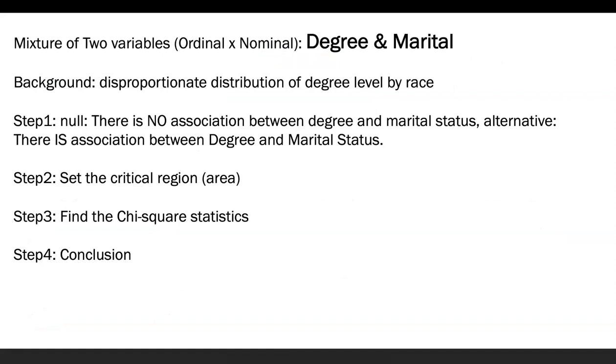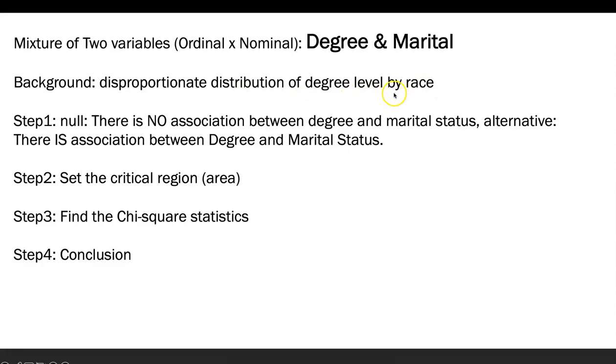Okay. So this is a mixture of two variables, an ordinal and a nominal variable, because degree is an ordinal variable. A higher number or higher degree would mean better education. Marital status is the nominal variable. The background is the disproportionate distribution of the degree level by race.